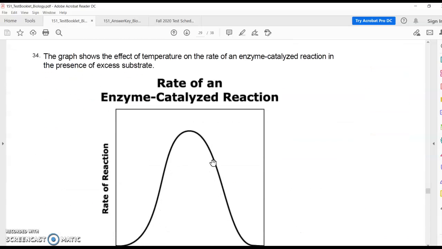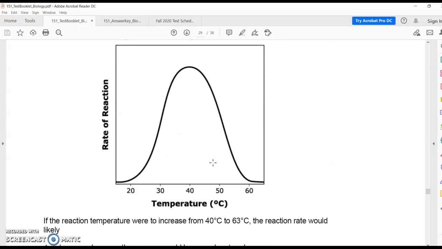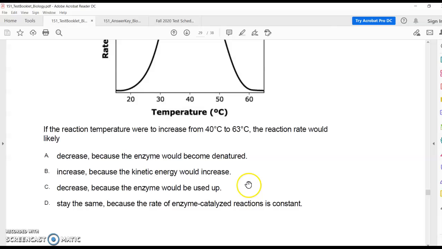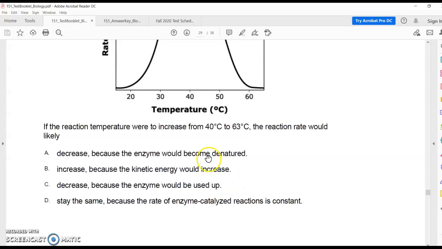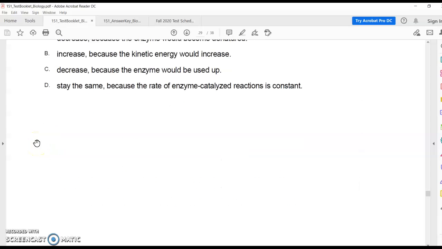Moving on to 34, looking at enzymes, which we talked about a lot this semester. We see a reaction here, and we see its optimal reaction rate is around 40 degrees Celsius. So if the reaction temperature were to increase from 40 to 63, what would happen to the rate of the reaction? And obviously it would decrease. And remember, we talked about denaturing. The enzyme would lose its shape and it would no longer function. We can see up above 60, there's no rate of activity going on whatsoever. So the correct answer for 34 is A.